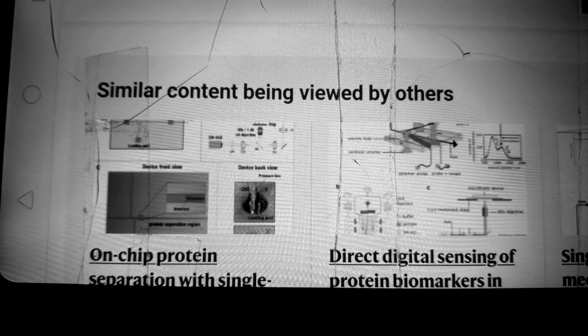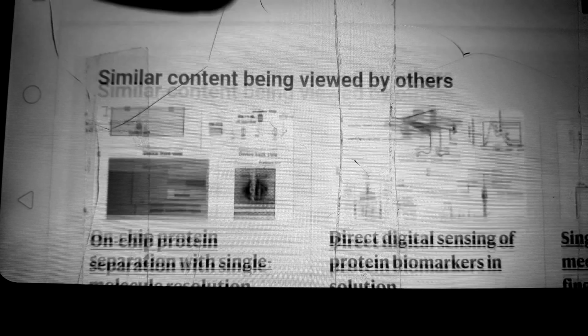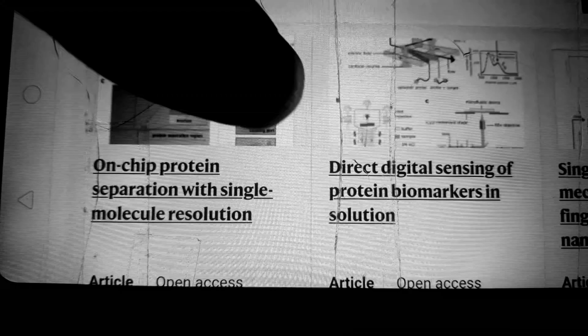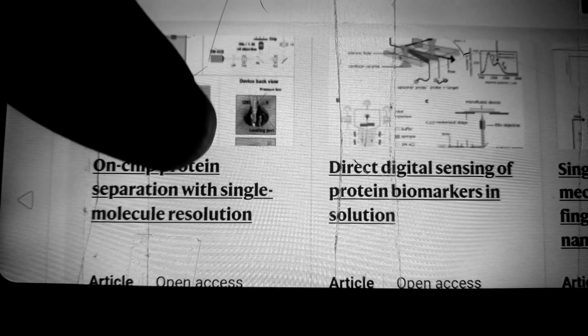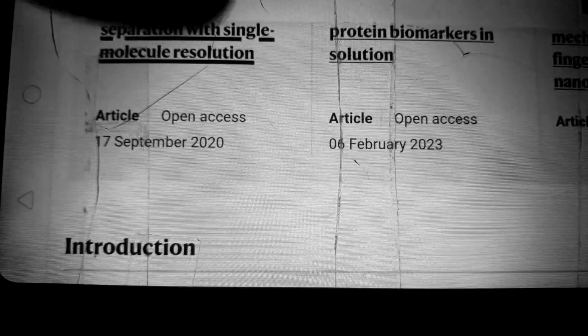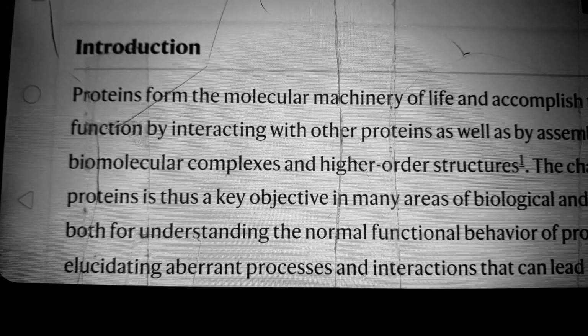Similar content being viewed by others: on-chip protein separation with single molecule resolution, direct digital sensing of protein biomarkers in solution, single molecule mechanical fingerprinting with DNA nanoswitch calipers. Now, the introduction, those later topics, we'll come to them once we finish this.